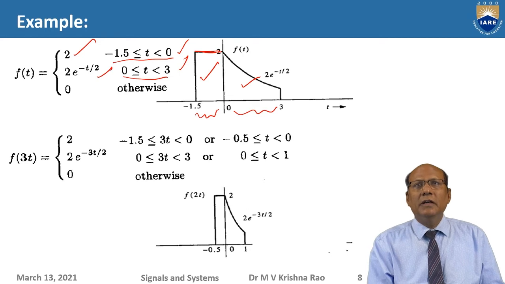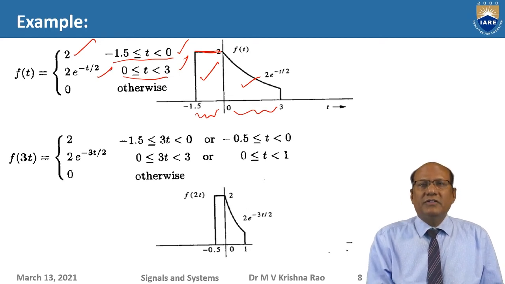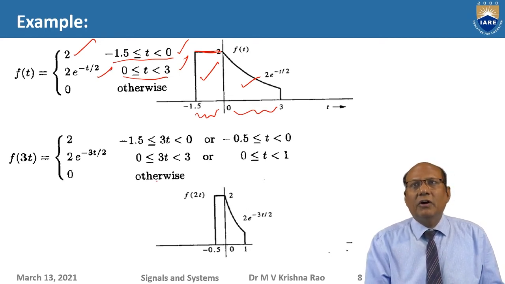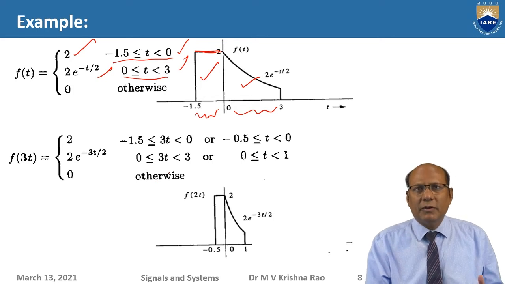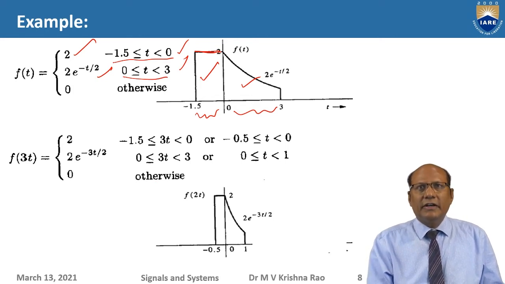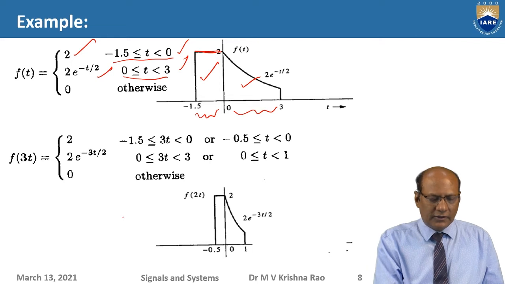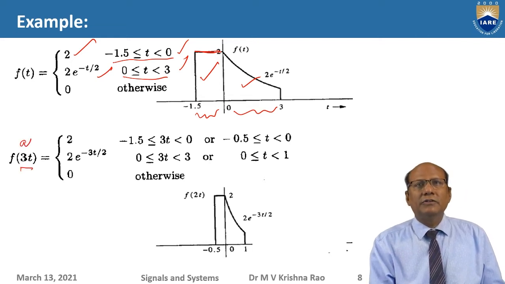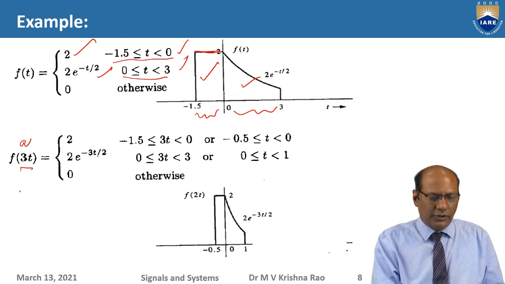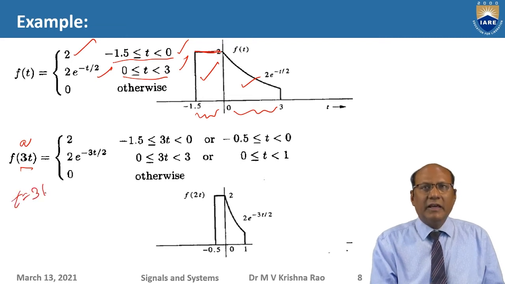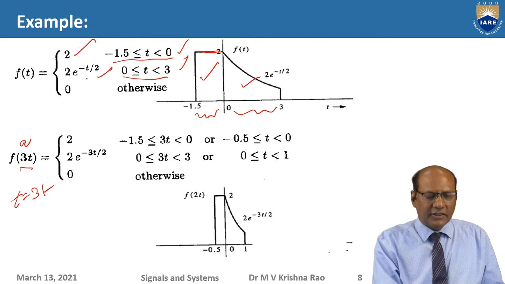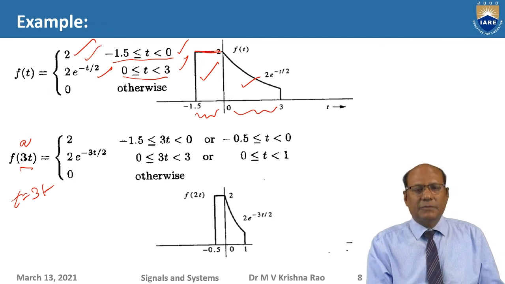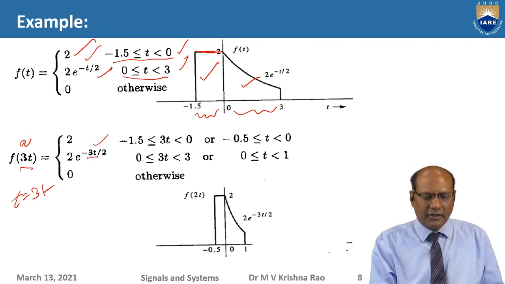Now, I want to compress this signal 3 times. My purpose is to compress the signal, so A equals 3. When I put A equal to 3, you have to substitute t equal to 3t everywhere. Wherever t is there in this expression, you substitute 3t. In place of t here, 3t.